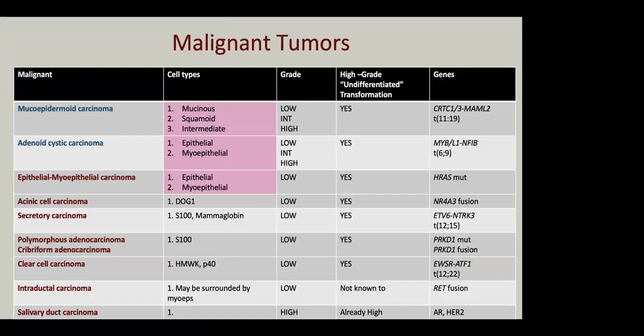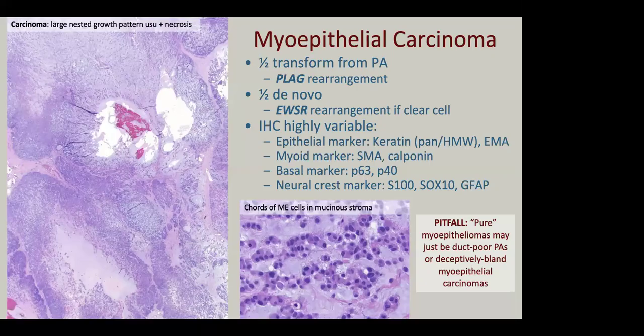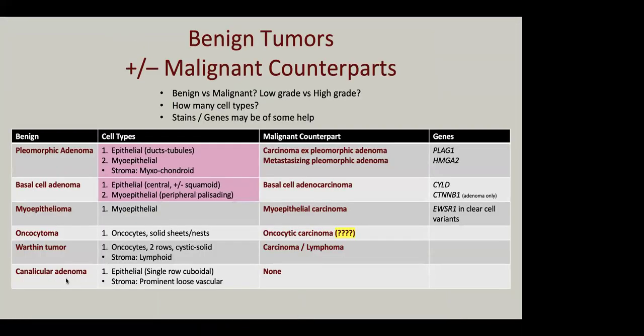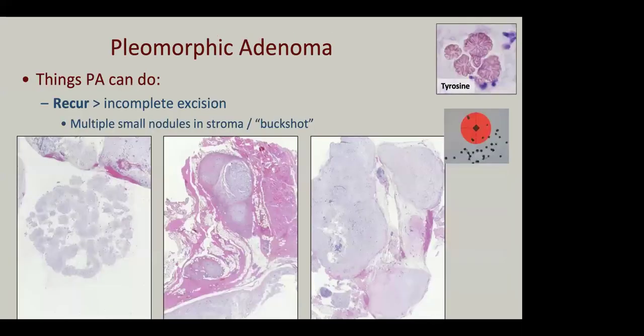The one thing I didn't mention, I'm going to just go back. Canalicular adenoma, I do want to mention, is very specific in terms of it's often on the upper lip of elderly females. It has this monophasic morphology of rows of neoplastic cells with a loose vascular stroma. But if you see a tumor on the upper lip of an old lady, think about a canalicular adenoma.